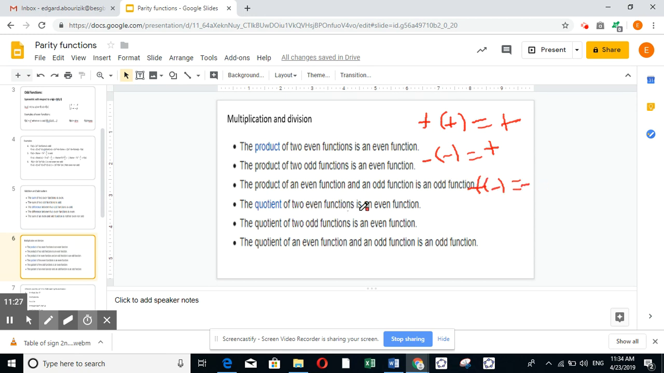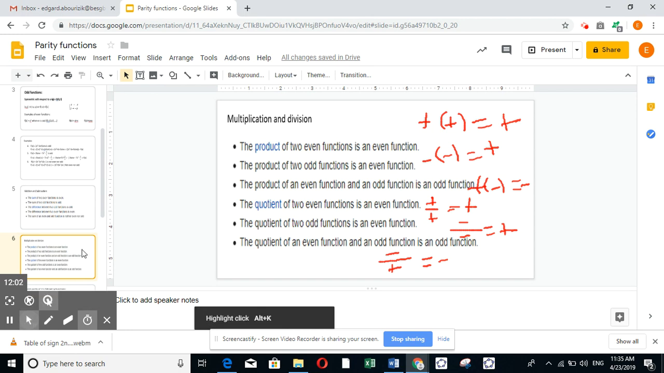So the product of odd and even is odd. The quotient of two even, plus over plus, is plus, and plus we denote by even. The quotient of two odd, minus over minus, is plus, so it's even. The quotient of an even and an odd, minus over plus or plus over minus, is minus. So that's why we take even as plus and odd as minus. The sum of odd must be odd, the sum of even must be even, but the sum of even and odd is neither. So let us go to some applications.